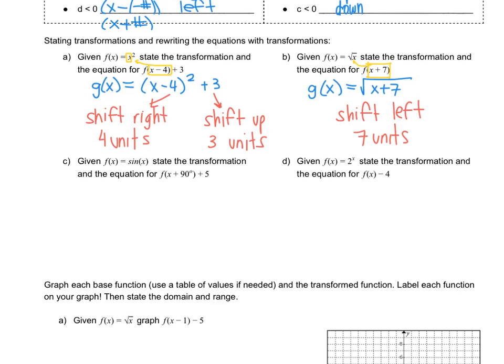So I have my sine function, and we are doing f at x plus 90 and then plus 5. So I'm going to replace x with x plus 90, and the plus 5 will go outside the brackets. So why don't you pause the video here, try to set up your equation and state the transformations, and then come back to check your work.